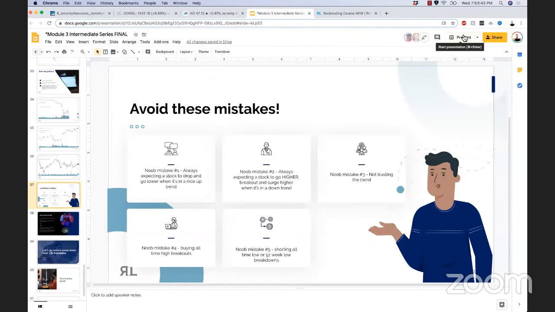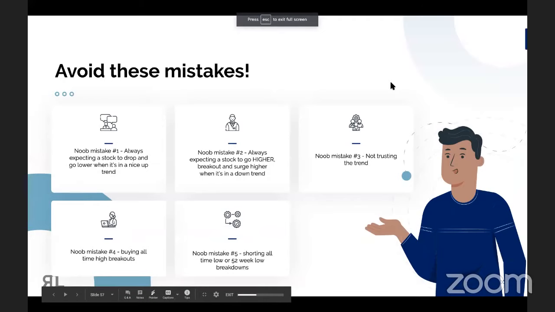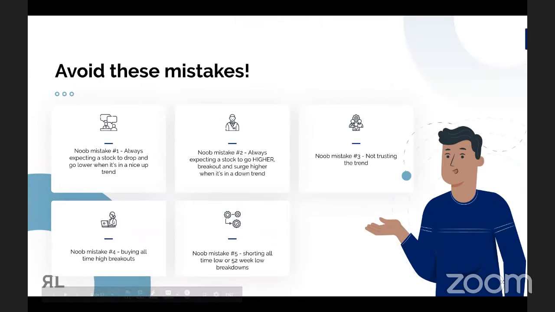All right. So boys and girls, I want to help you avoid some of these mistakes. Write these mistakes down, please. Take a screenshot, print this chart out. I'm going to help you. We still have two modules left. Can you believe that? Two of these left.